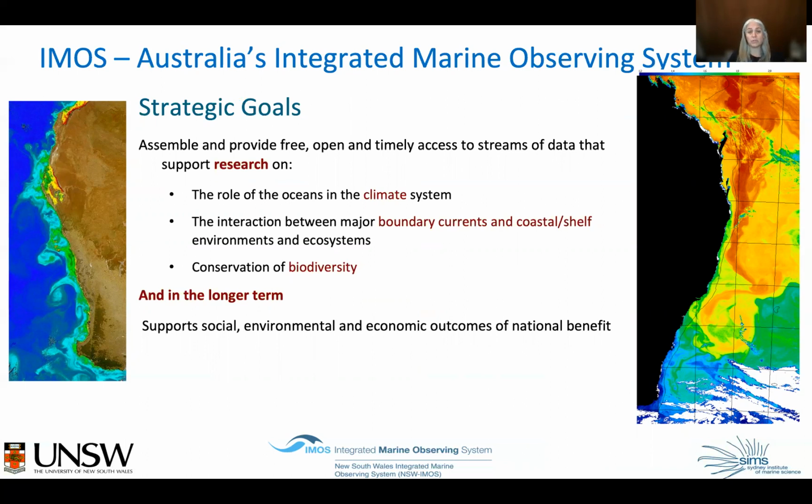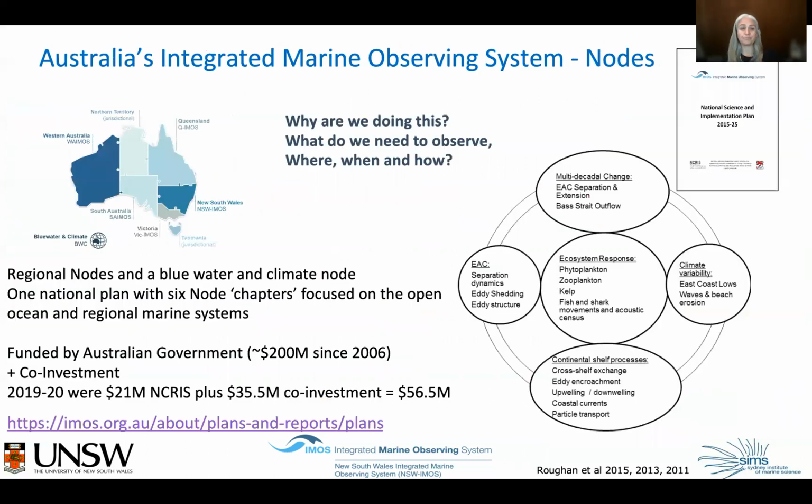I'm really going to be focusing on that middle point here today, boundary current system and the shelf interactions. And in the longer term, the goal of the infrastructure is to support social, environmental and economic outcomes of national benefit, but bearing in mind that this was a top-down research-driven program. So the program is now guided by a bunch of node science plans. We have 6 regional nodes: Western Australian node, Northern Australian node, New South Wales IMOS, Victorian IMOS, South Australian IMOS, and Southeastern Australian IMOS. And we have a blue water and climate node.